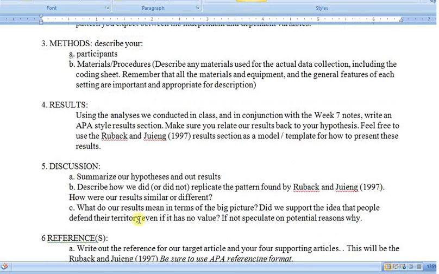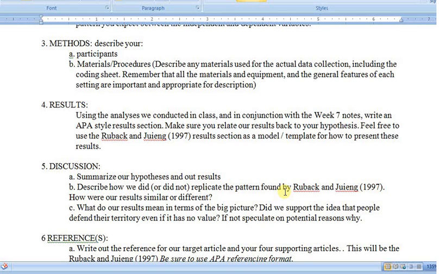Finally, the discussion section. The discussion section will summarize the hypotheses and relate them back to the results. And the discussion section will tie our research that we did back to the introduction. It'll tie it back to the other studies that have been previously done that we summarized in the introduction. Are our results the same? Do we find the same pattern? Are they different? What do our results mean in sort of the bigger picture?